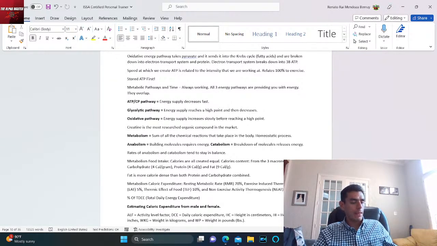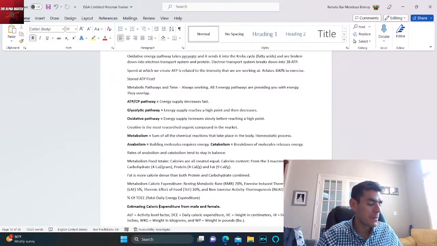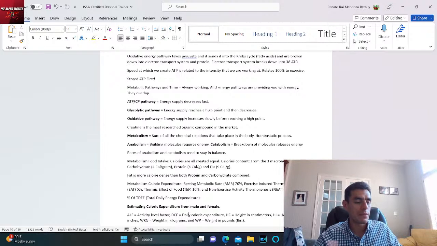Now, estimating caloric expenditure for both male and female. They are going to be different. Alpha is going to be the activity level factor. It's going to be metric and imperial, where imperial is in pounds, with calculations for male and female.